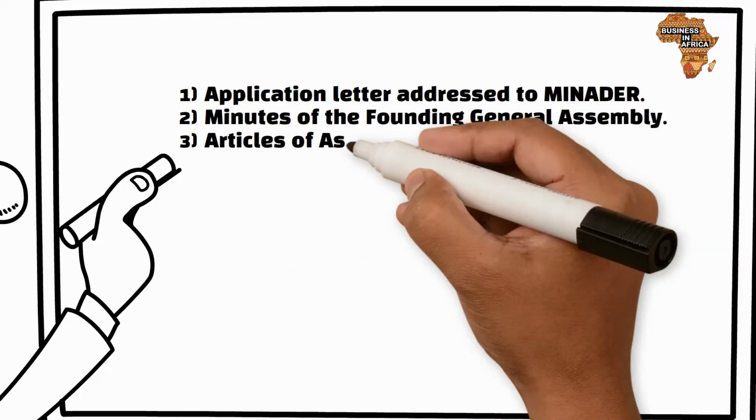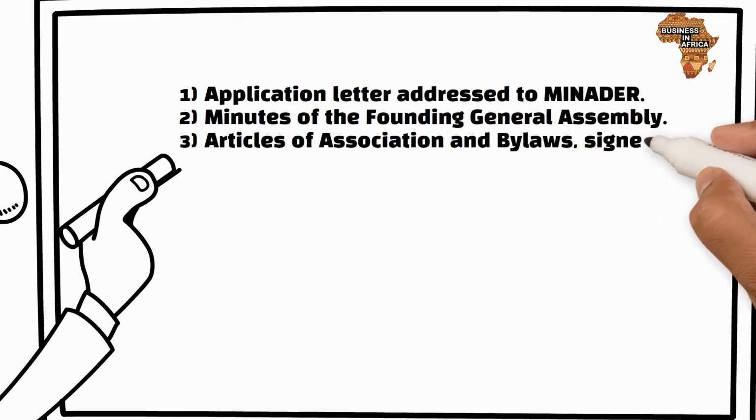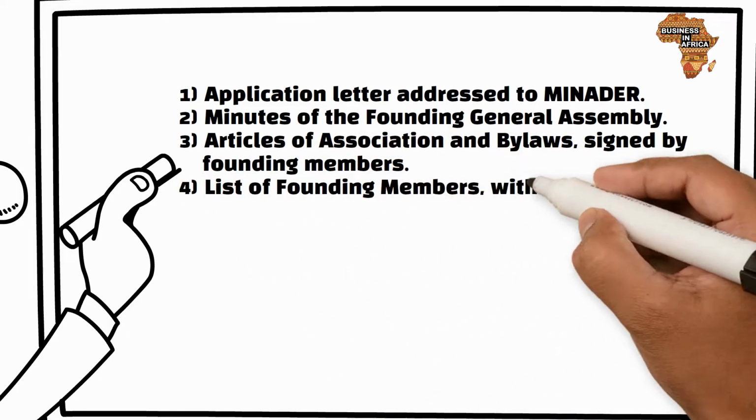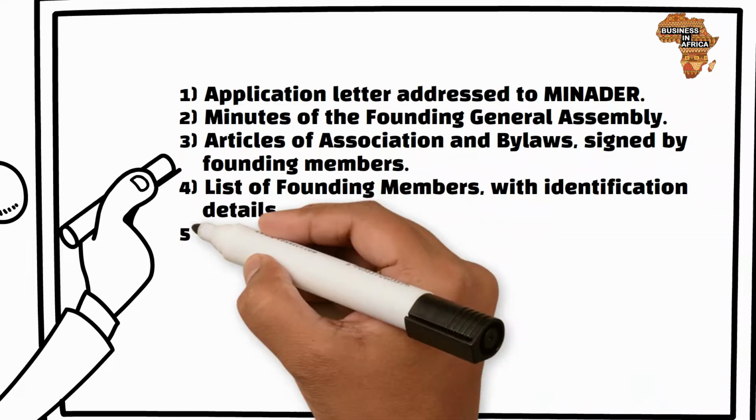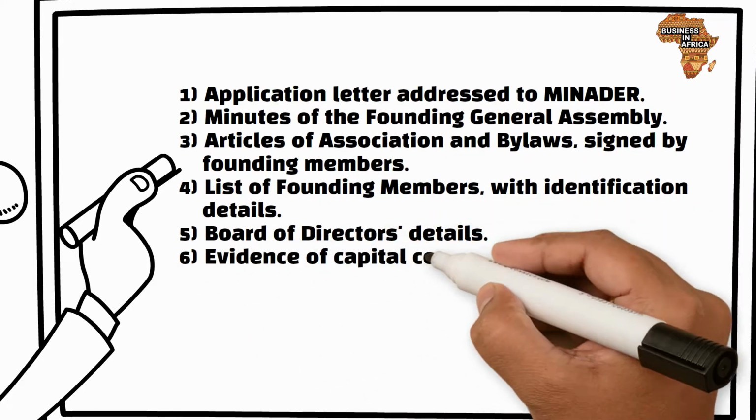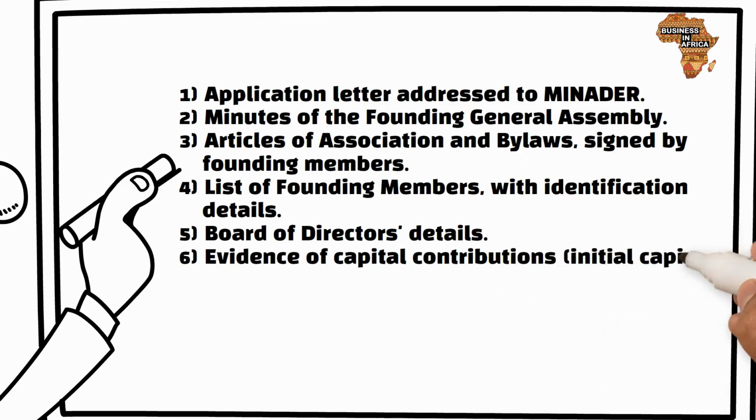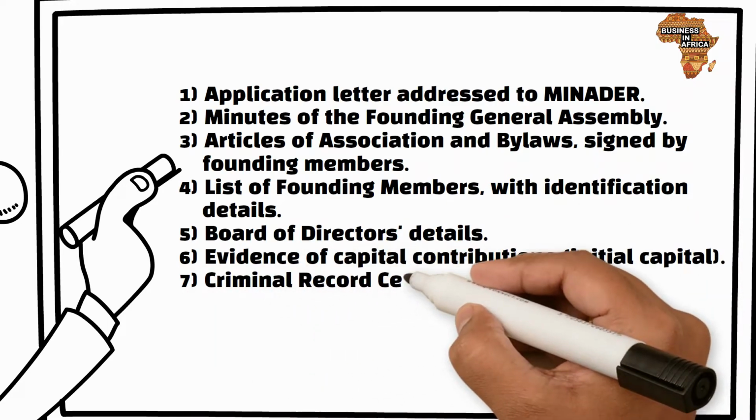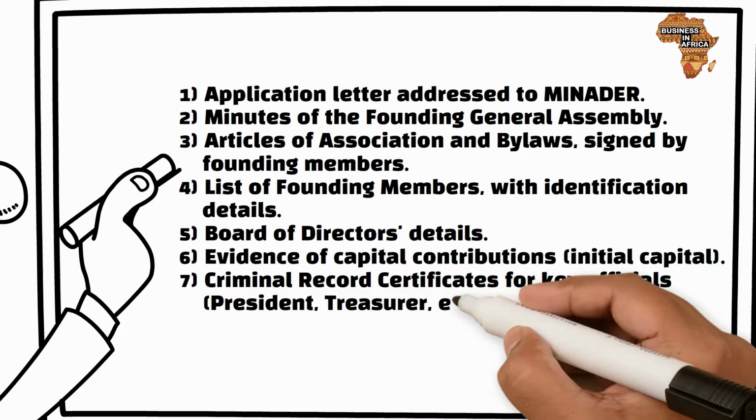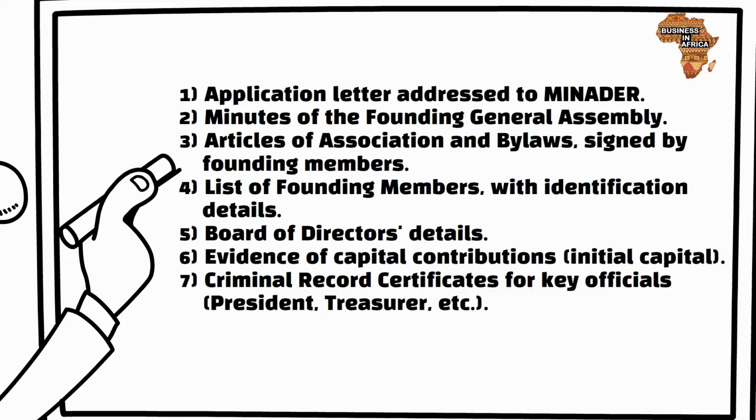Articles of Association and bylaws signed by founding members. List of founding members with identification details. Board of Directors details. Evidence of capital contribution (initial capital). Criminal record certificates for key officials including president, treasurer, secretary, etc.